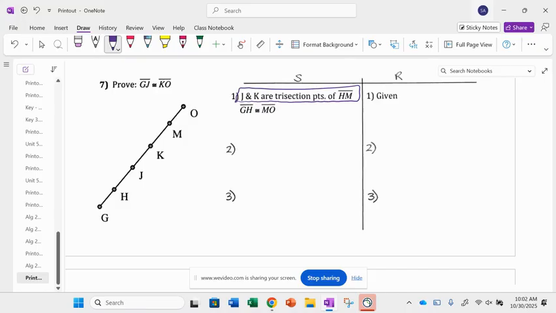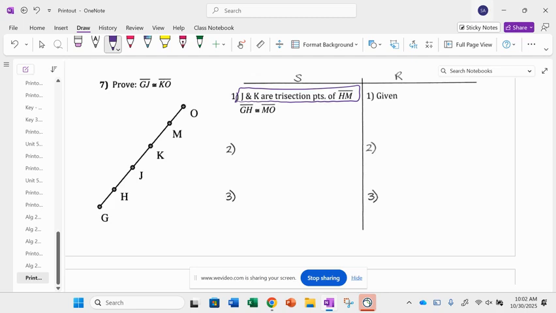Remember, the prefix tri means what? 3. Perfect. Prefix tri means 3. We're trisecting the segment, so we should get 3 segments. If you trisect an angle, you have to get 3 angles. So what's being trisected from H to M? You want to go from H to M and look for 3 sections within H to M. Does that make sense? Perfect, Jen.